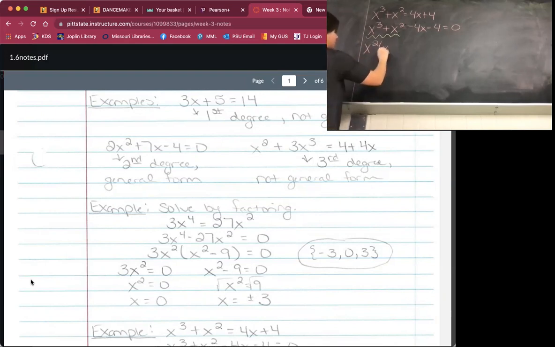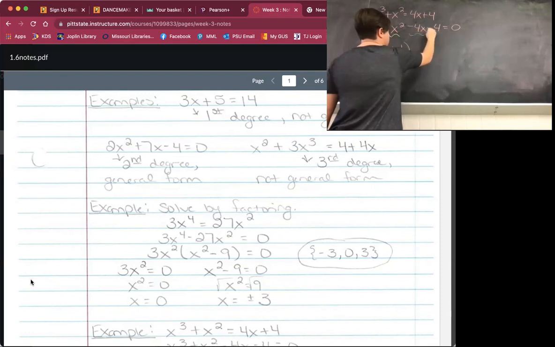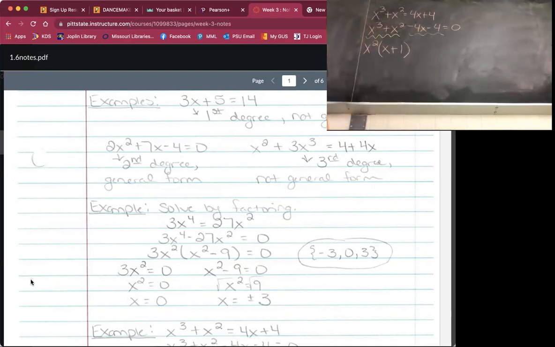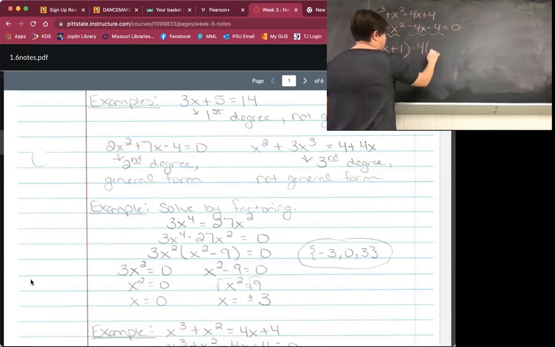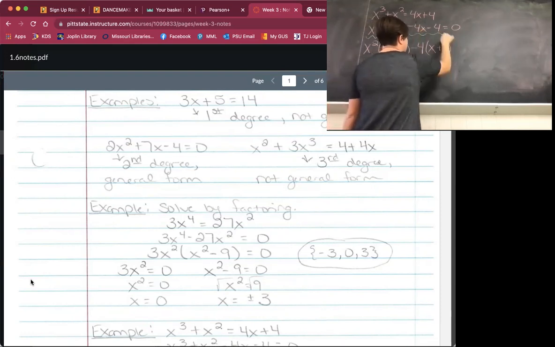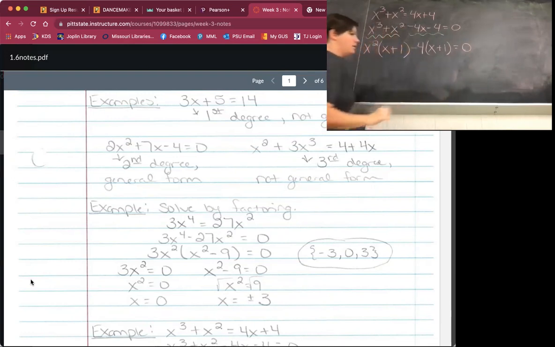x squared times x will give me x to the third, and x squared times 1 will give me my x squared. Now I'm going to look at my negative 4x minus 4, and I'm going to ask the same question. What do they have in common? Well, they have negative 4 in common. Negative 4 times x gives me negative 4x. Negative 4 times 1 gives me my negative 4.